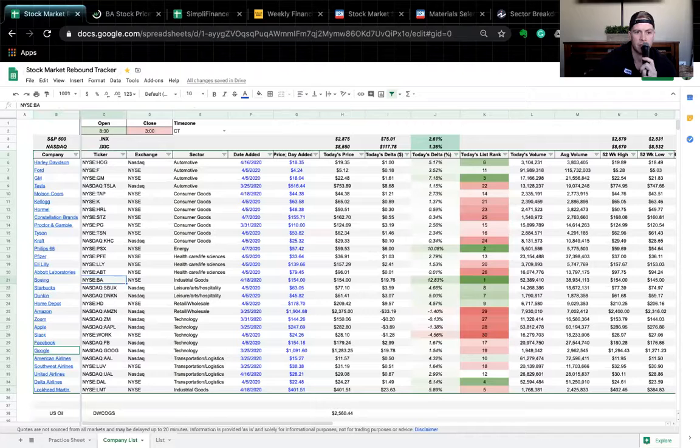Then it has some information like the exchange it's traded on, the sector it's in, and the date I added it to this tracker, just so we can see some total variance information.